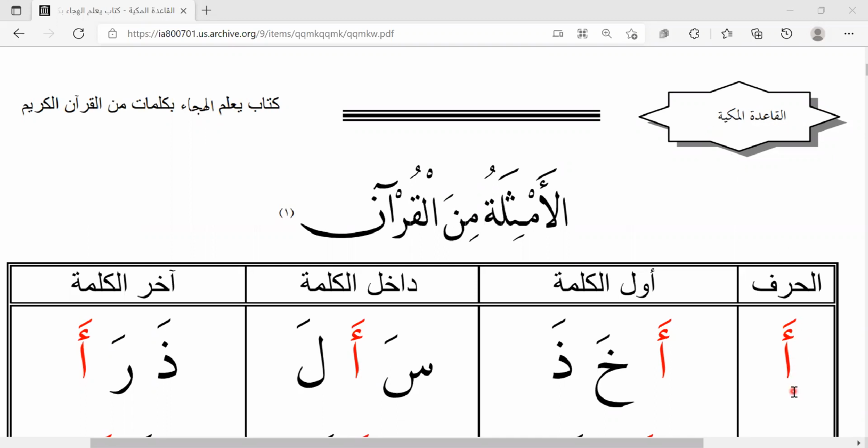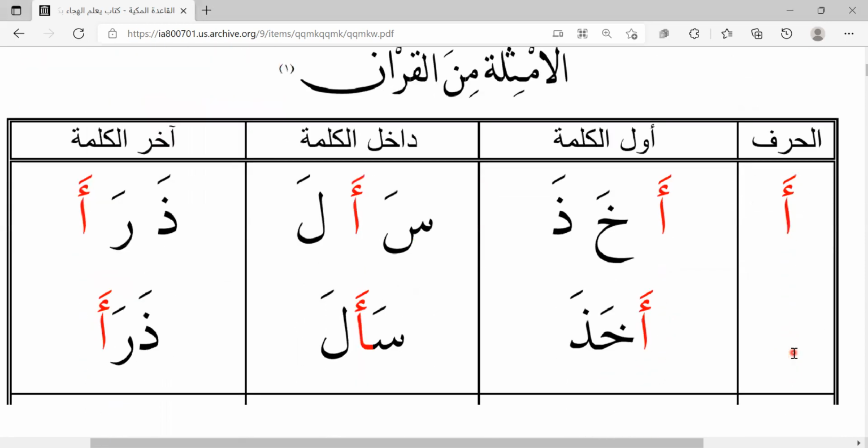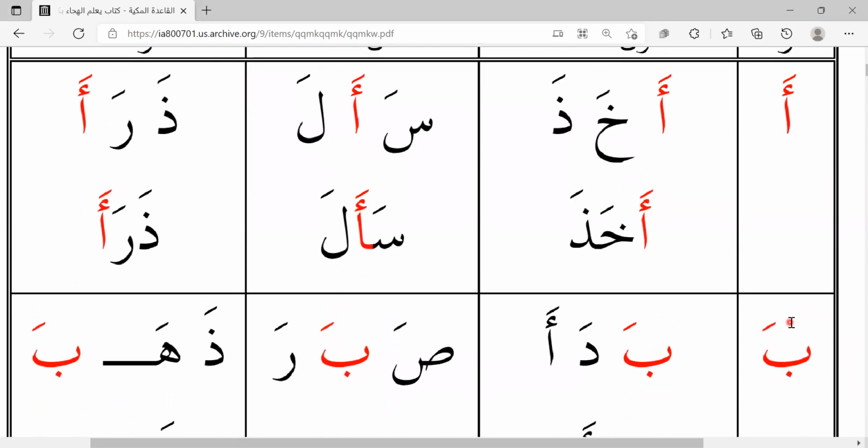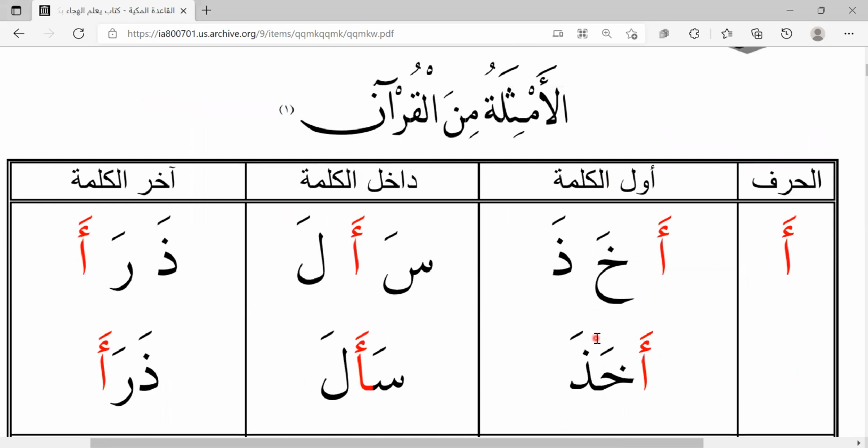On the right side, we will have the letters. Over here we have alif, and if you scroll down, we'll have ba. The first column, the letter will be at the beginning of the word. The second column, the letter will be in the middle of the word. And on the third column, the letter will be at the end of the word.